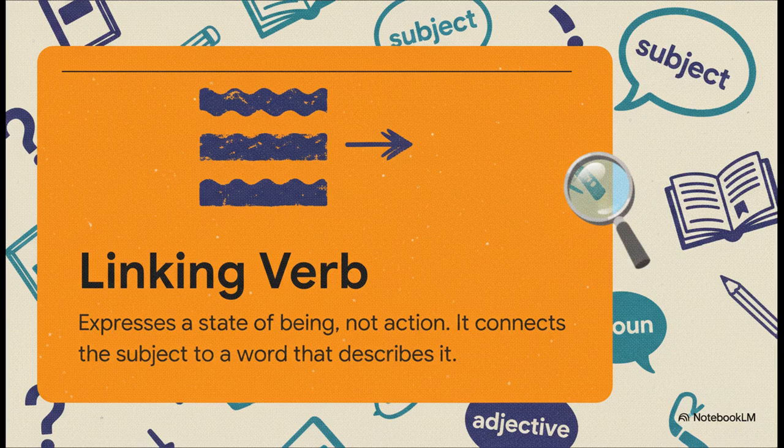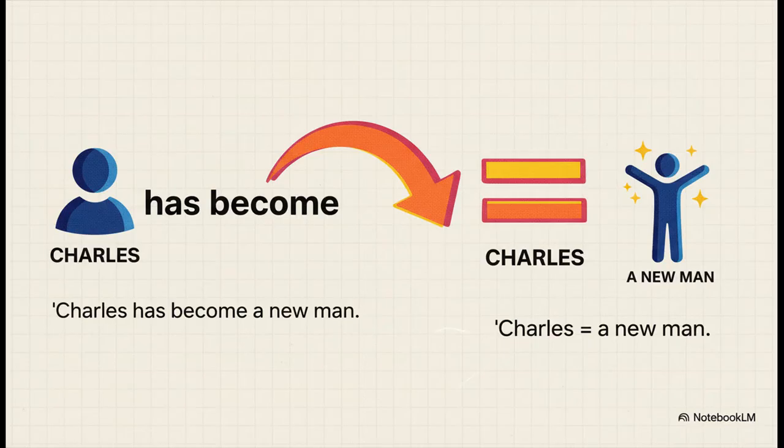Instead, what they do is act like a mathematical equals sign. They just connect the subject of the sentence to a word that describes it or renames it. They show a state of being, not a state of doing. And the test for these is just as easy, maybe even easier. Just try to replace the verb with an equals sign.